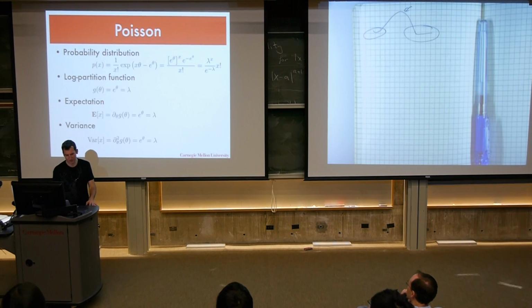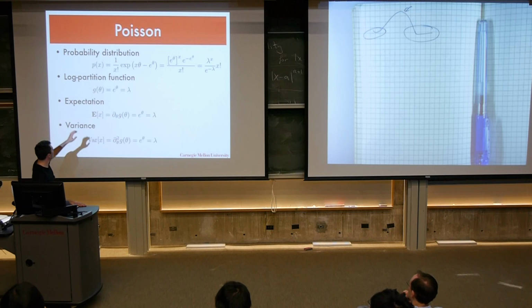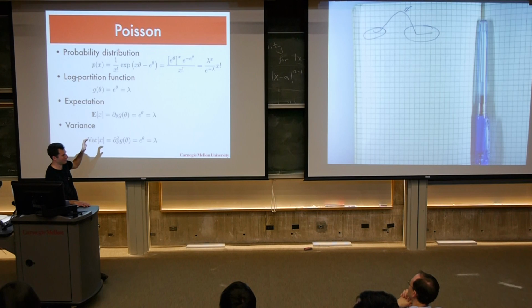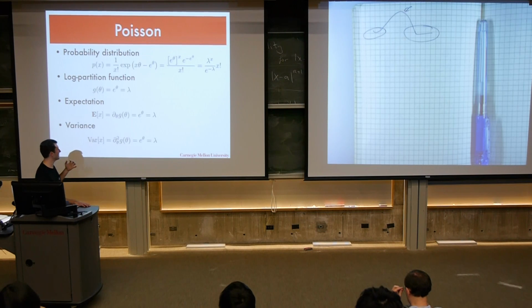So the probability distribution here is 1 over x factorial e to the x theta minus e to the theta. So remember, the sufficient statistics are exactly the same. I haven't exactly explained yet what sufficient statistics are, but basically they are a pre-processing of my data in such a way that if I just use the processed data, I don't lose any information. That's what a sufficient statistic is. You can write it in terms of conditional independence if you want.